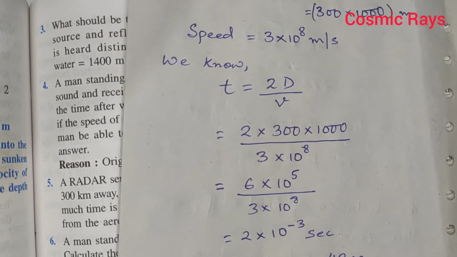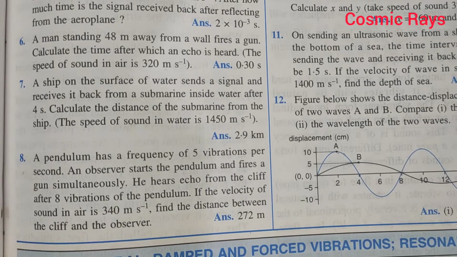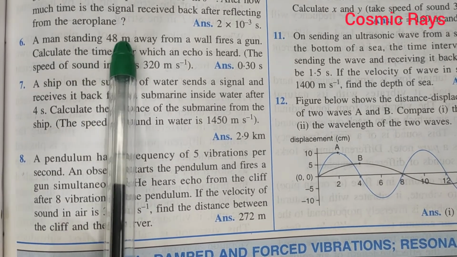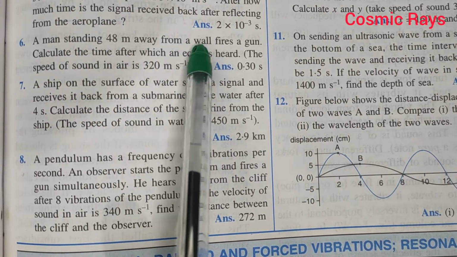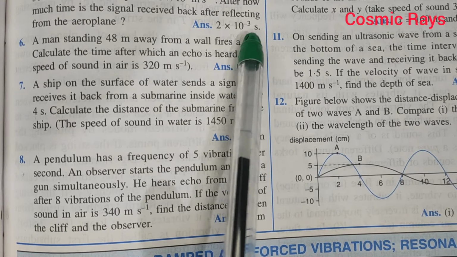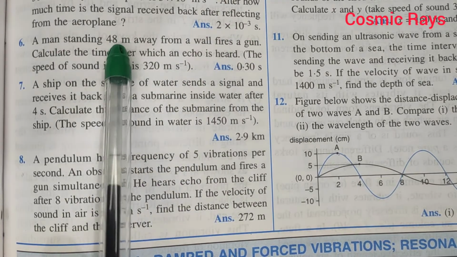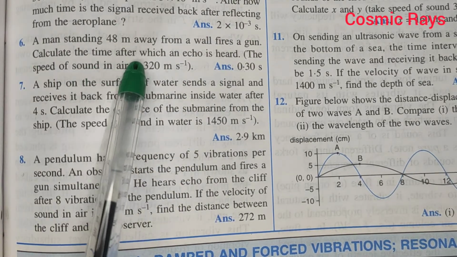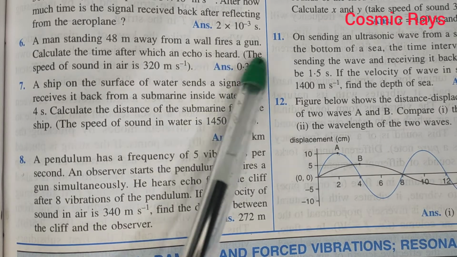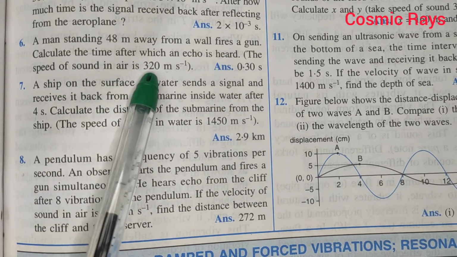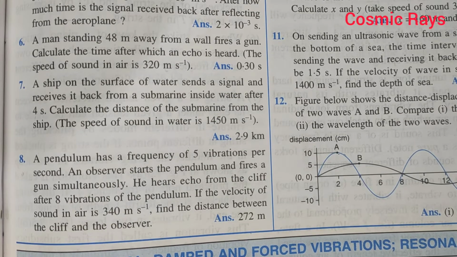Now we go to the next question, question number 6. Question number 6 says a man standing 48 meters away from a wall fires a gun. So the distance between man and the wall is 48 meters. We have to calculate the time after which an echo is heard, and they have given us the speed of sound in air, that is 320 meters per second.